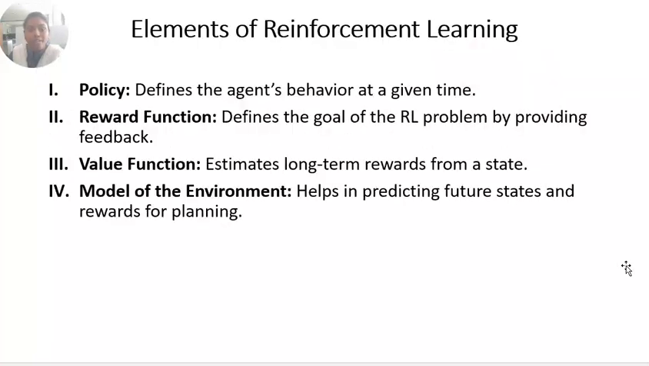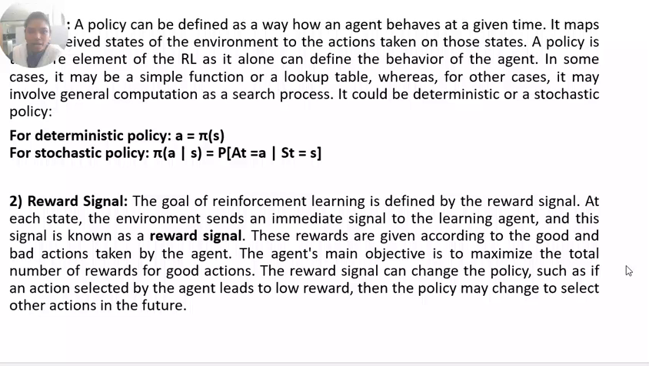So there are different elements which are important in RL. Very first is the policy. Policy defines the strategy or the approach by which the agent behaves in an environment. Next is the reward function. It defines the goal of the RL problem by providing feedback, whether positive or negative. Next is the value function. The value function estimates the long term reward for the state. Next is the model of the environment. It helps in predicting the future states and the reward for planning.